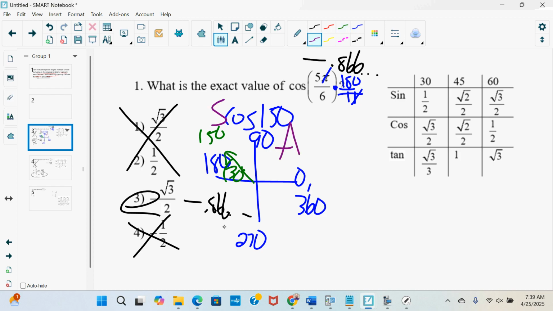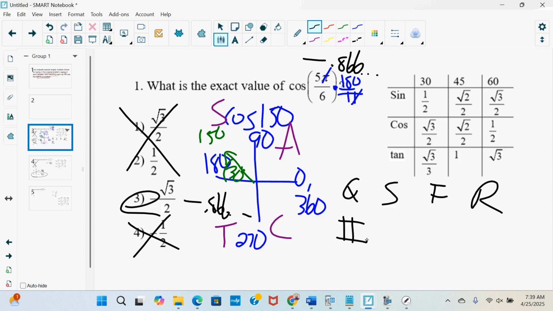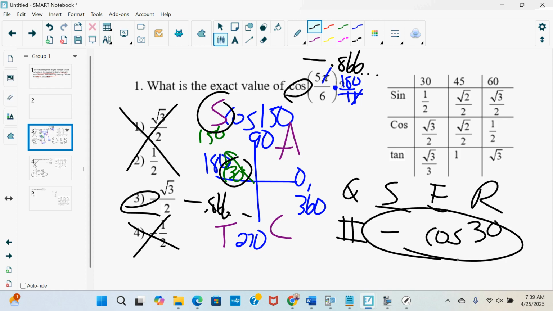All students take calculus. So now I do my QSFR procedure. I'm in quadrant 2. My trig function is cosine. In this quadrant, cosine is negative. My reference angle is 30. I have negative cosine 30. I go to my table of special values, which you at some point were trained to create. Cosine of 30 is radical 3 over 2, so it's negative radical 3 over 2.